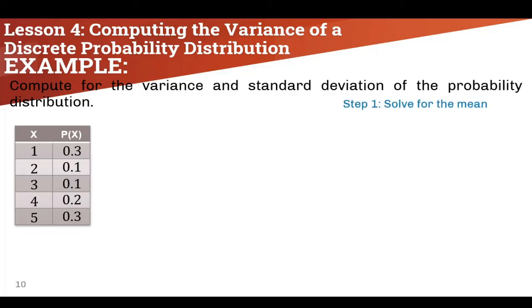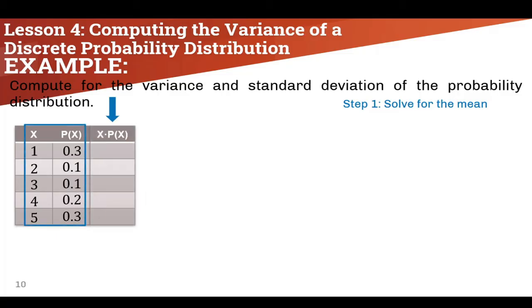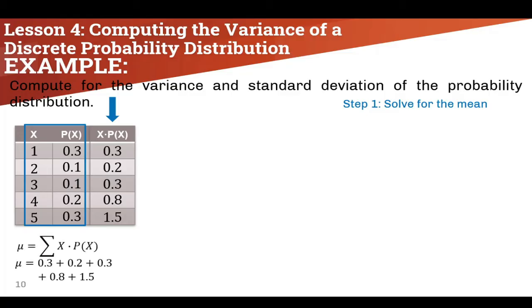So, ano yung alternative method na yan? So, step 1, of course, solve for the mean. Of course, pag nag-solve tayo ng mean, again, gawa tayo ng column, multiply natin yung random variable and its corresponding probability. Okay, so 1 times 0.3, 0.3, 2 times 0.1, 0.2, 3 times 0.1, 0.3, 4 times 0.2, 0.8, 5 times 0.3 is 1.5. I-add lang natin yan, makukuha nating sagot ay, yes, the same lang, 3.1. Next, ano step 2 natin?